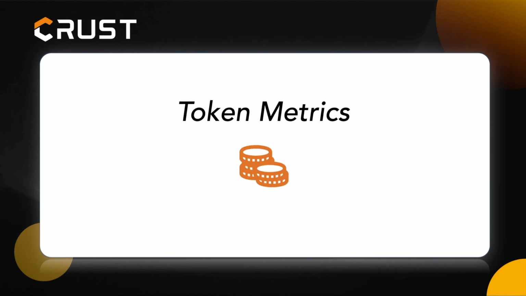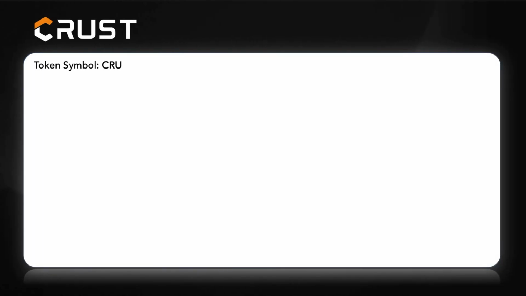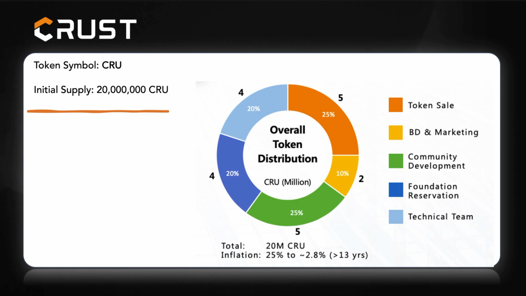The native token of the Crust network is CRU, and you can find its information on CoinMarketCap. CRU tokens are generated in two ways. One is one-time generation when the main network starts. The other is with the generation of blocks. The initial supply is 20 million. This is the distribution of the first 20 million tokens.